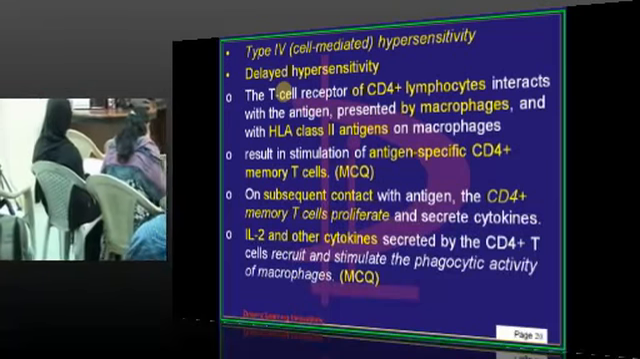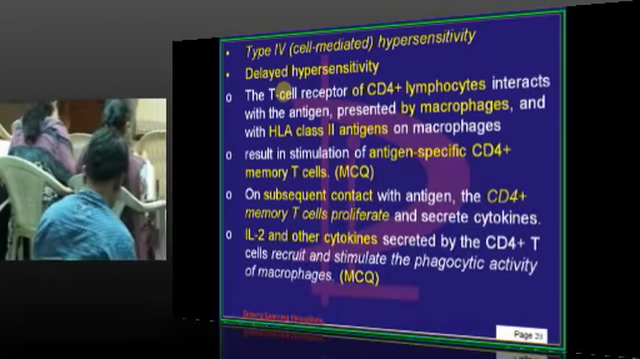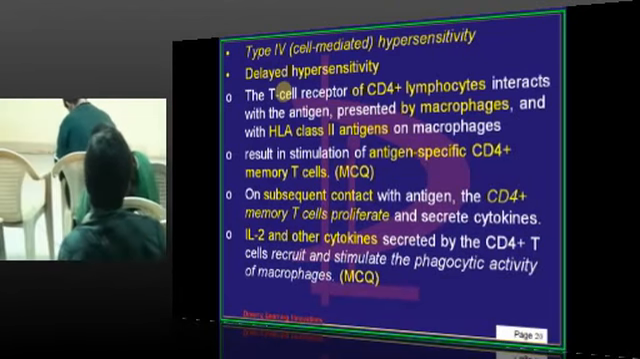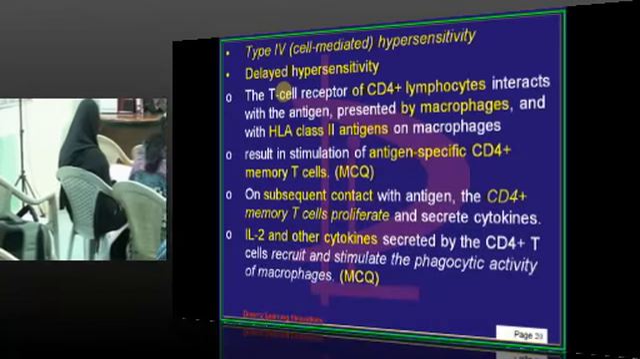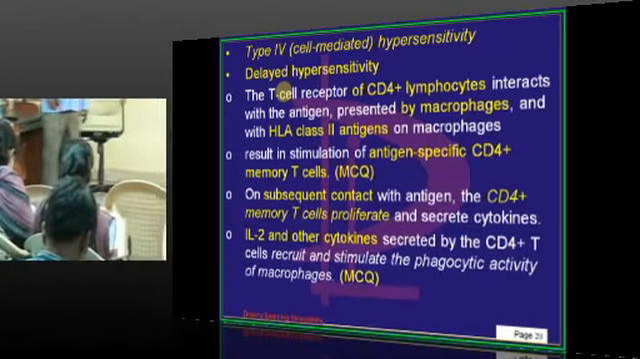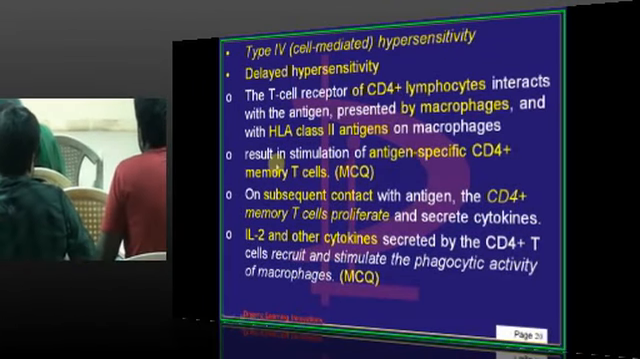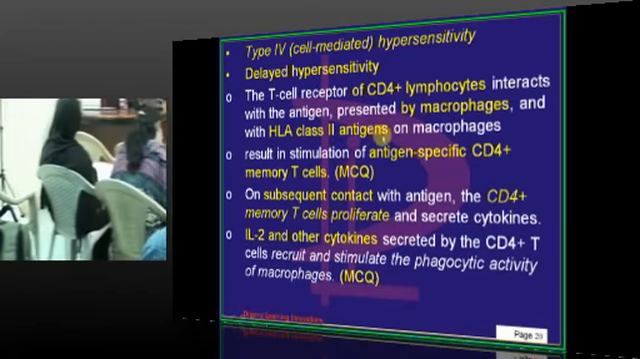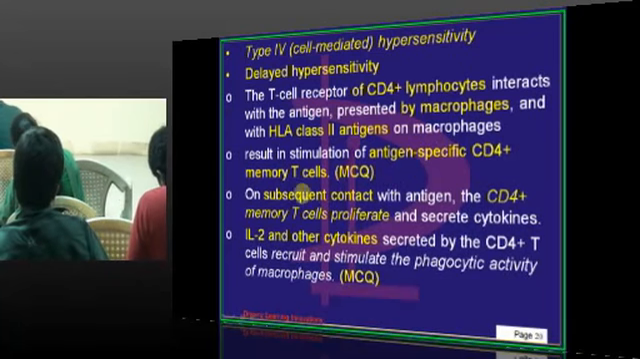Ultimately, we have what is called type 4 hypersensitivity, doctor, which is also called delayed hypersensitivity, is what needs to be remembered. So in delayed hypersensitivity, who is the main mediator, doctor? CD4 lymphocytes. Tuberculin reaction. And HLA class 2 antigens on the macrophages are a very important part of it. And that leads to the development of memory T cells.